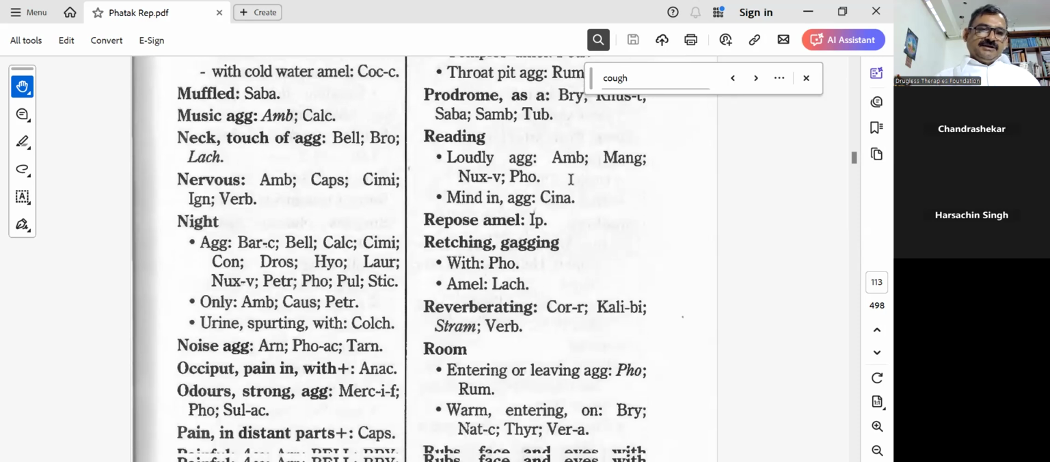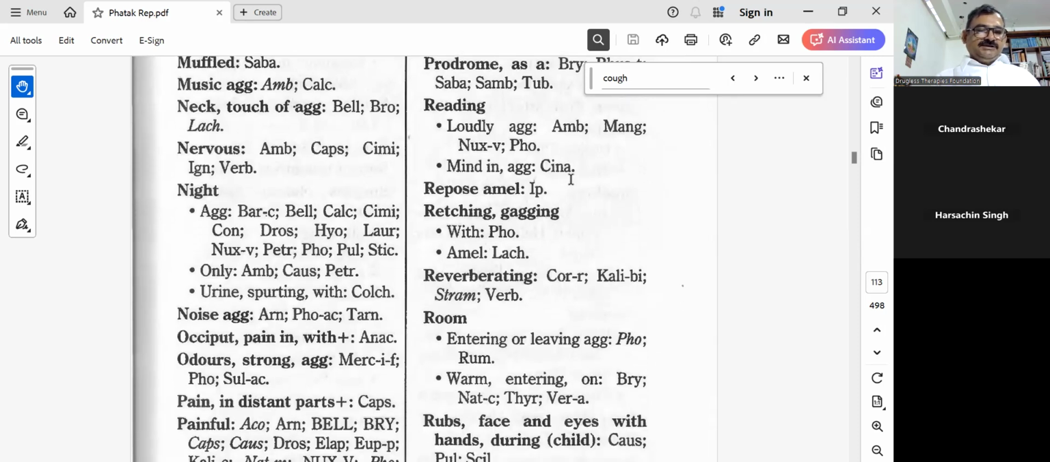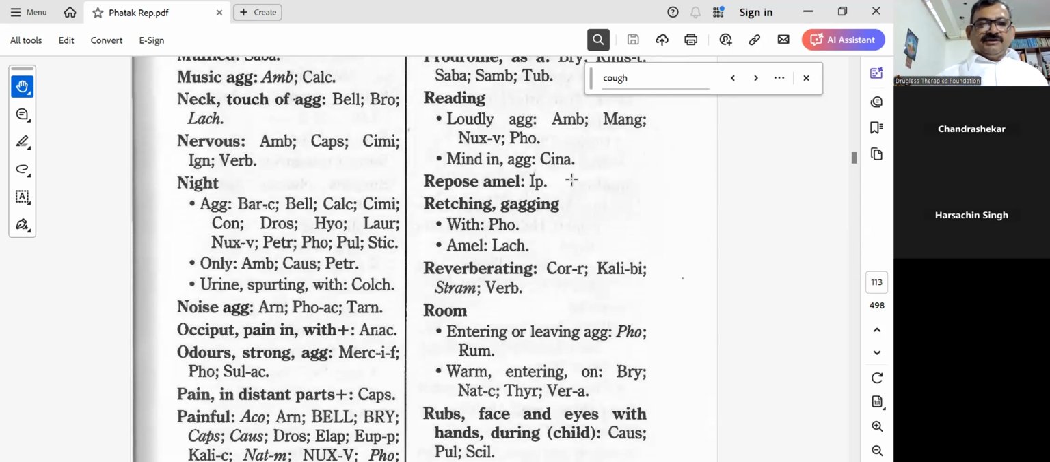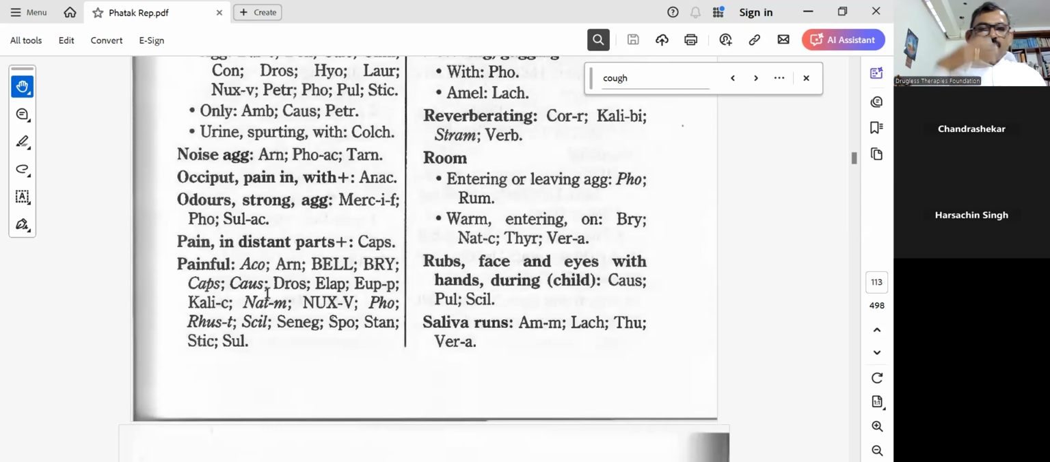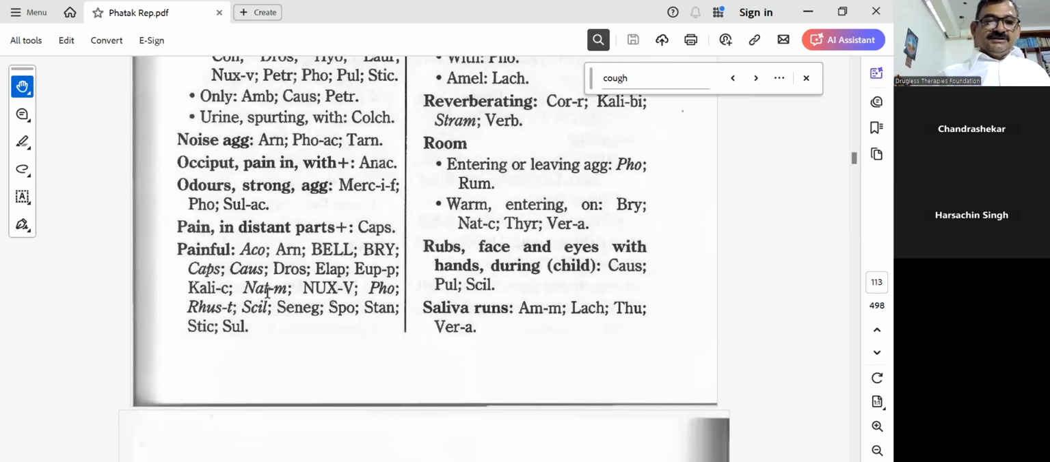So nervous cough, night cough, only in the night. Urine spurting with cough, that's when many people suffer from this. Whenever they cough, their urine leaks out. This is called spurting. Spurting urine when they are coughing during the night time. Night and urine spurting with cough, Colchicum. So noise aggravation. So like that, odor, strong aggravation. Strong odor, they get a cough. See how detailed it is.